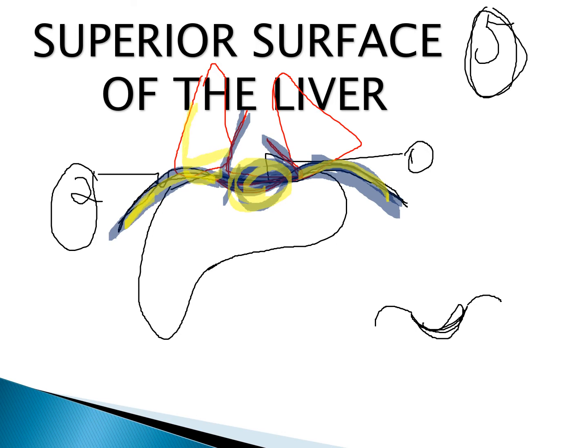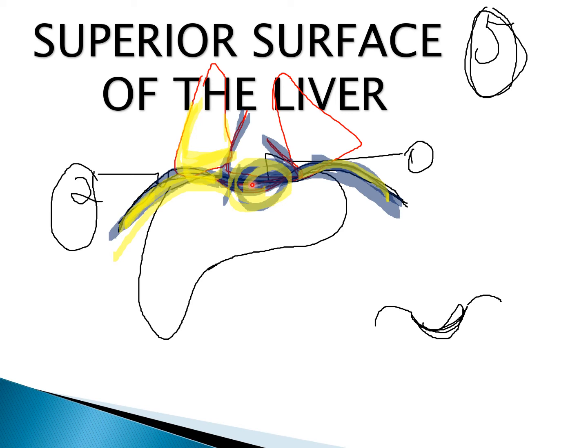Lungs cannot come in direct contact with the liver. So this is a point to be noted. The diaphragm separates the superior surface of the liver from the pleura and the lungs. Pleura is the covering of the lungs. So this diaphragm separates the superior surface of the liver from the lungs and pleura.